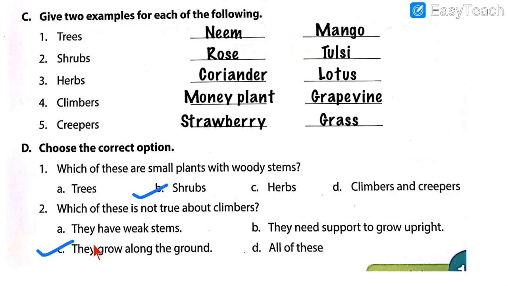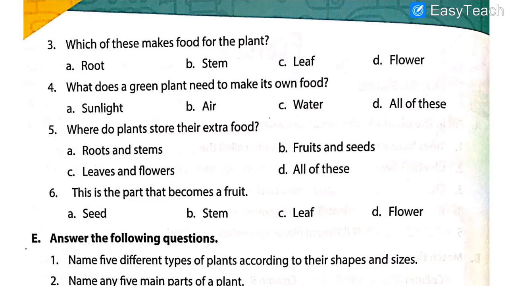You can write down, they grow along the ground. That is wrong, because climbers never grow along the ground. Creepers grow along the ground, but climbers grow upright, in upright direction. So option number C is wrong. It is incorrect statement. So I expect you have written answers of MCQ number 1 and 2. Now I will change the page. Then question number 3. Which of these makes food for the plant?